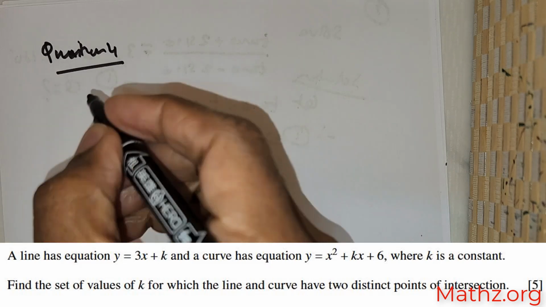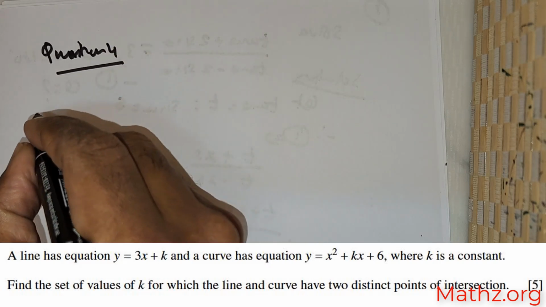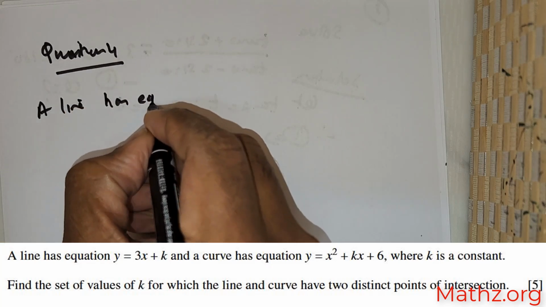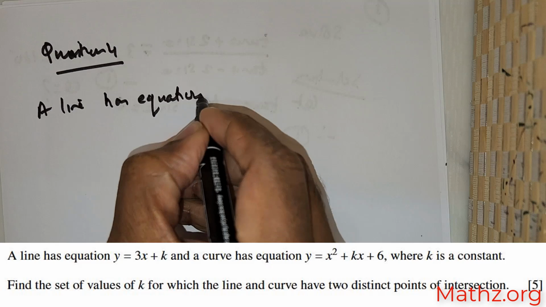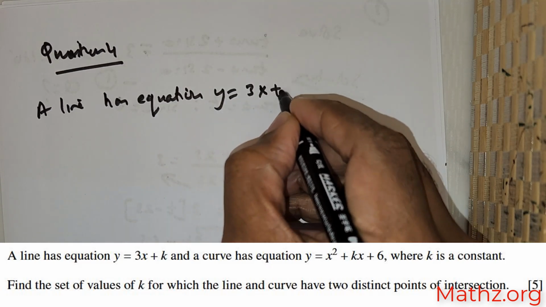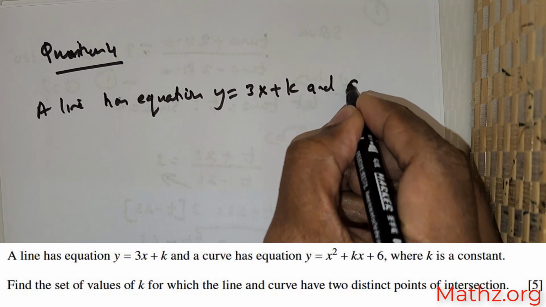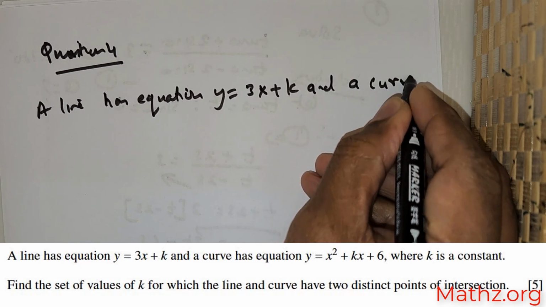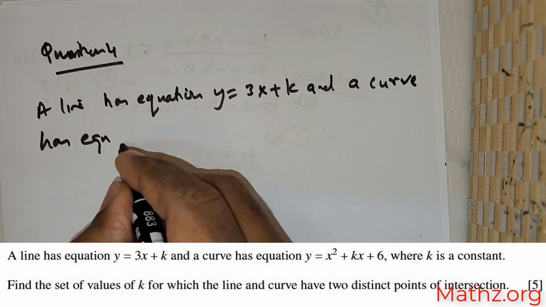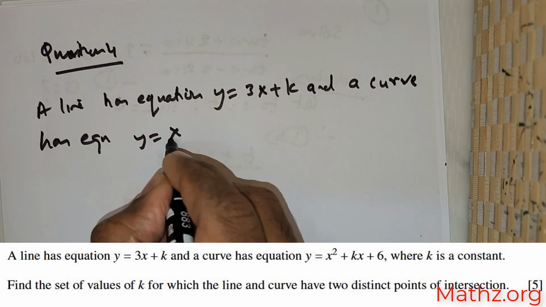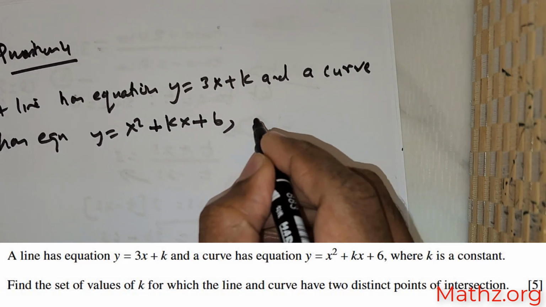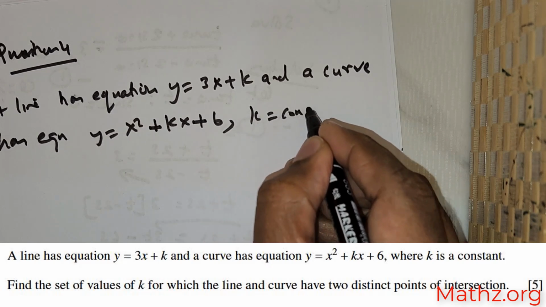Okay students, we got question number 4. Let me write the question down. The line has equation y = 3x + k and a curve has equation y = x² + kx + 6, where k is a constant.